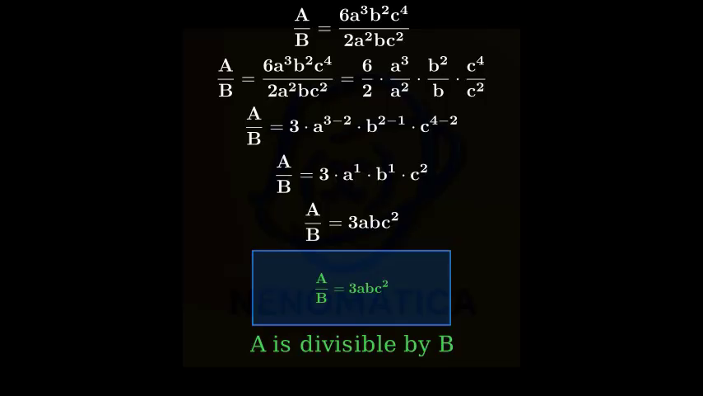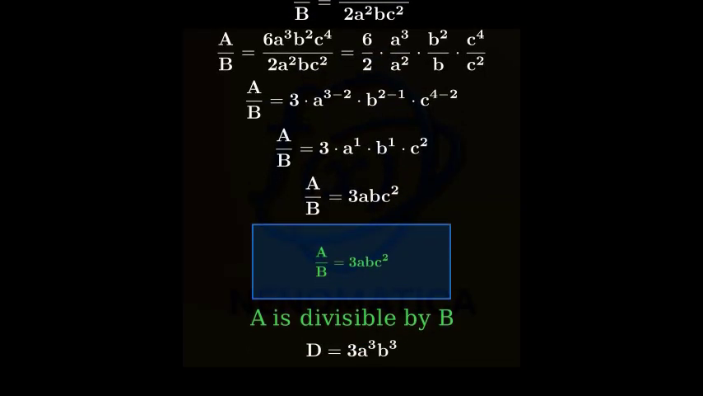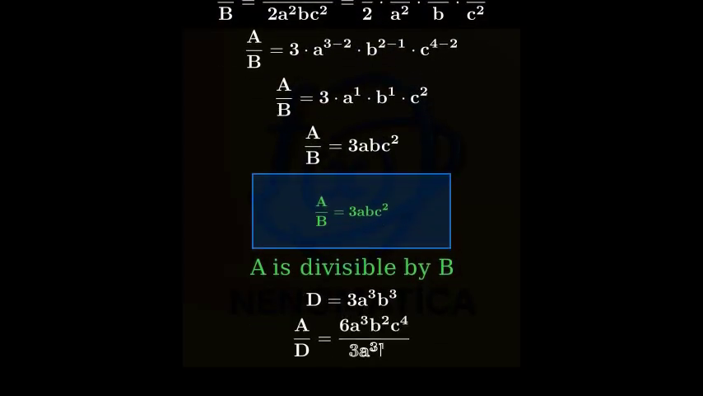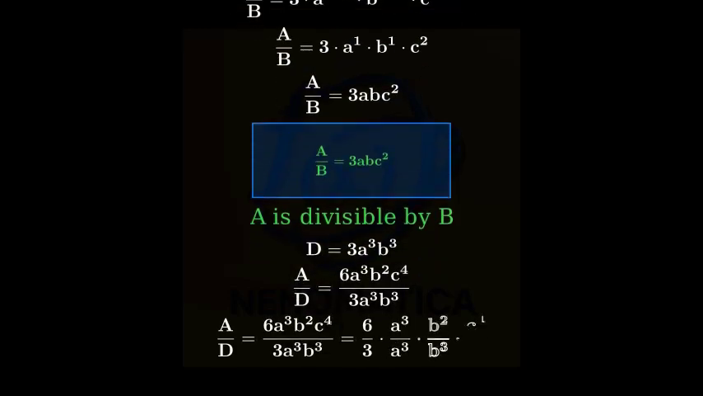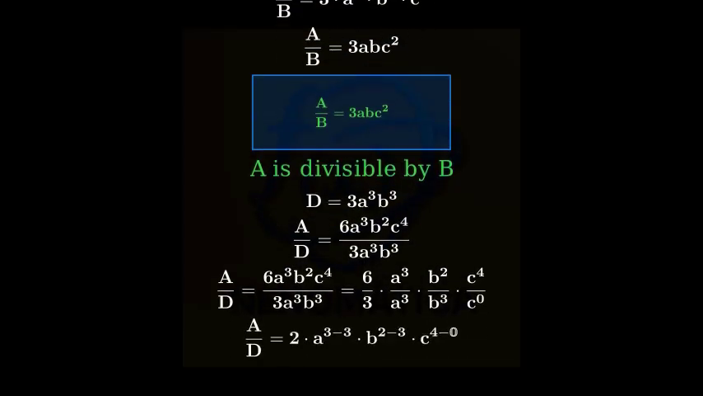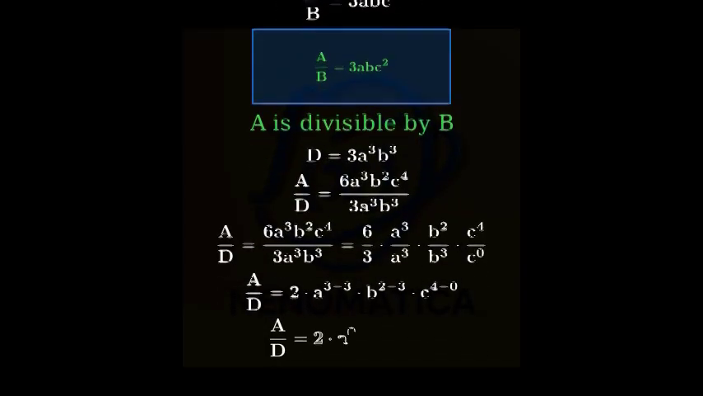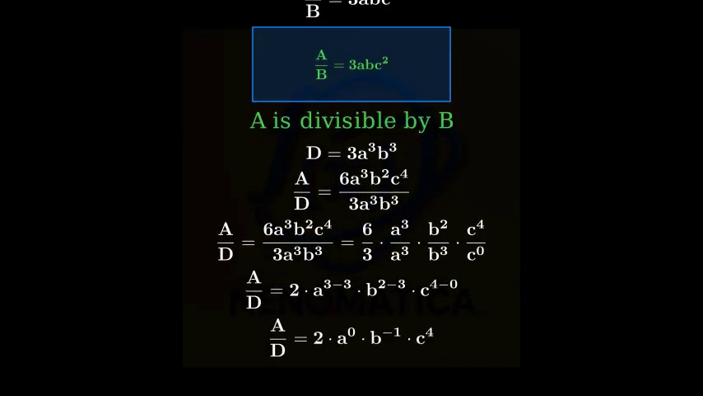Now, let's check another example. Let's check if A is divisible by D, where D equals 3a cubed b cubed. Again, we'll compute A divided by D. Let's simplify this expression. For the coefficients, we have 6 divided by 3, which equals 2. For the variable a, we have a cubed divided by a cubed, which gives us a to the power of 3 minus 3, which equals a to the power of 0, or simply 1. For the variable b, we have b squared divided by b cubed, which gives us b to the power of 2 minus 3, which equals b to the power of negative 1.